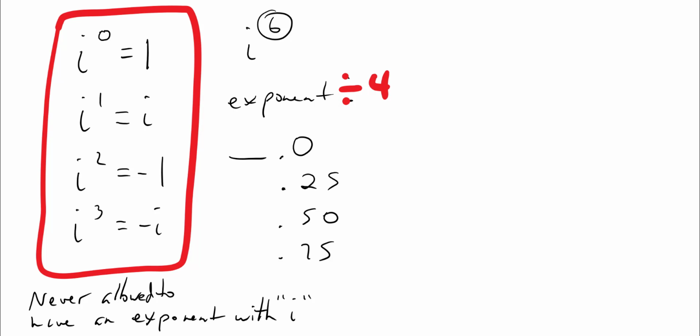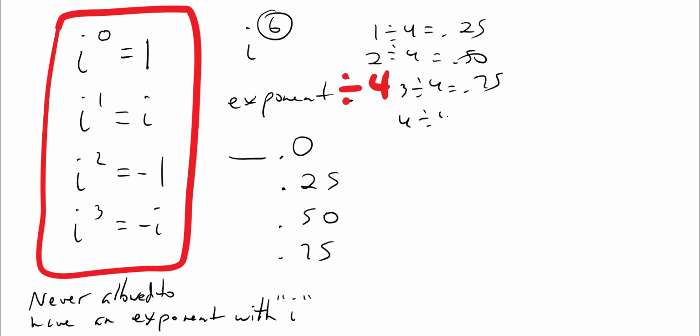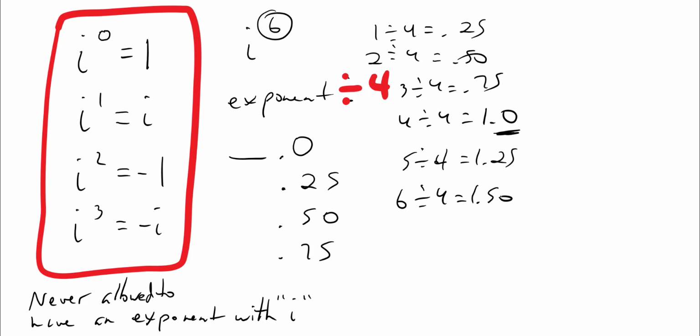Okay, so if you try it on your calculator, 1 divided by 4 gives 0.25. 2 divided by 4 equals 0.50. 3 divided by 4 is 0.75. 4 divided by 4 equals 1.0, so the remainder is 0. 5 divided by 4 is 1.25. 6 divided by 4 is 1.50. So when I divide by 4, I'm concerned about just the remainder.